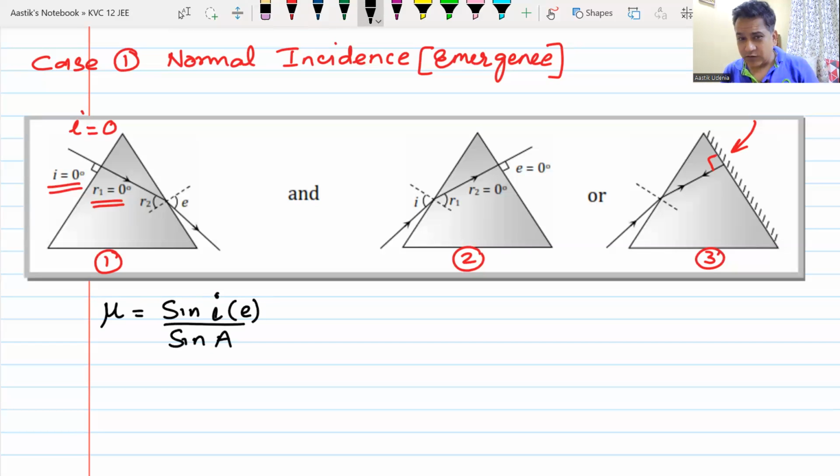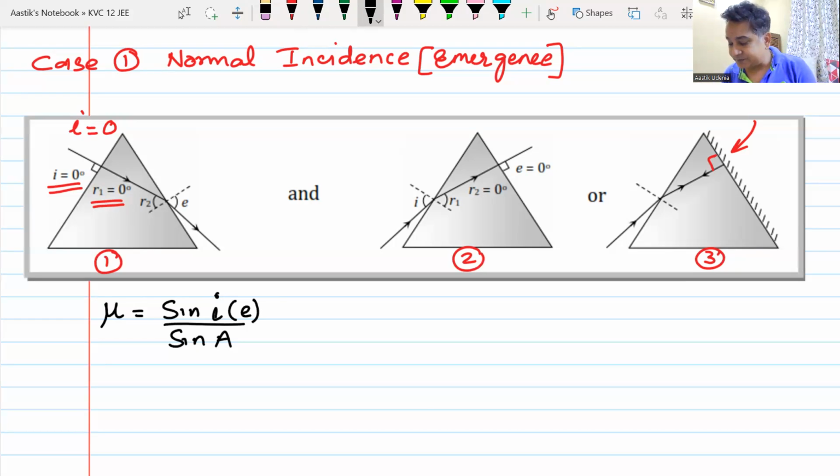And this will be the formula for all the 3 cases, because case number 1 is the reverse of case number 2, and case number 3 is sort of case number 1 and 2 mixed together. So you can use this formula. Here you can see very easily that one of the angles of refraction, either R1 or R2, is going to be 0. So the other angle will become equal to the angle of prism.